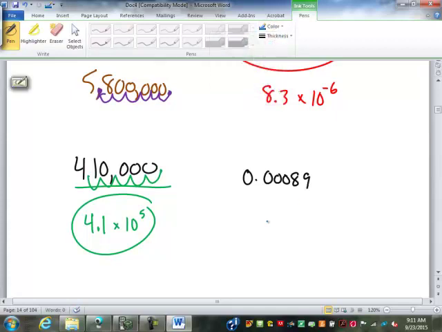Yeah. So here, we want this to be 8.9, so we have our one digit in front of the decimal point. So decimal point starting here, and we're moving to here. It's going 1, 2, 3, 4 spots. And we know it's negative 4 because it's a really small number.